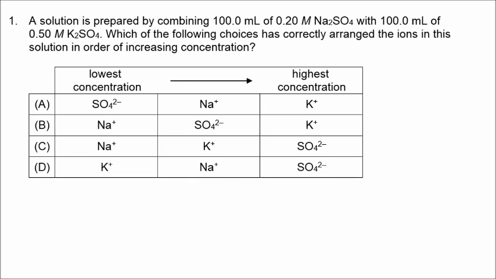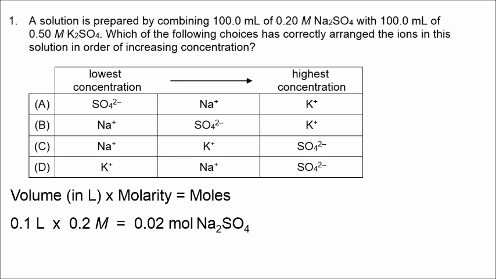Let's take a look at the numbers that we have. We know that volume in liters multiplied by molarity equals moles. So we have 0.1 liter of a solution of sodium sulfate that has a concentration of 0.2 moles per liter. Again, this is math without a calculator, so we end up with 0.02 moles of sodium sulfate. We do the same calculation, multiplying 0.1 by 0.5, and we get 0.05 moles of potassium sulfate.